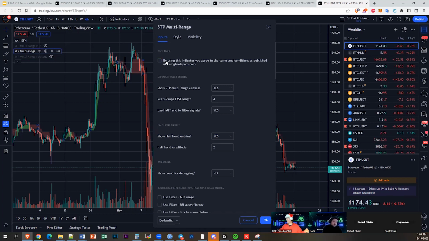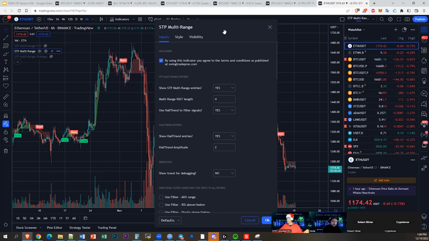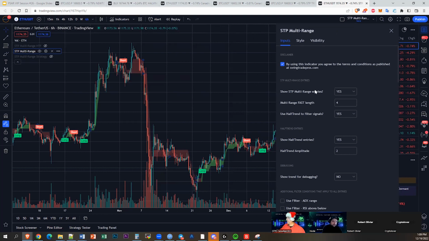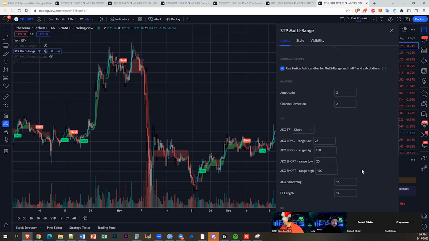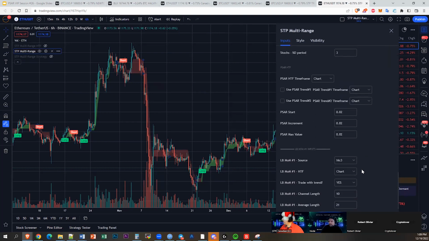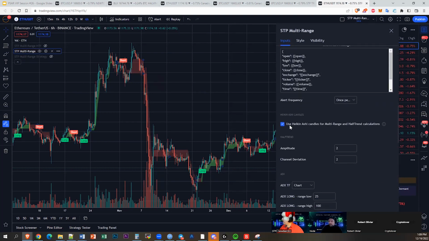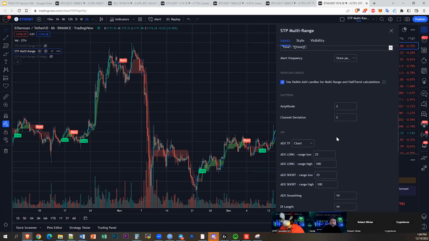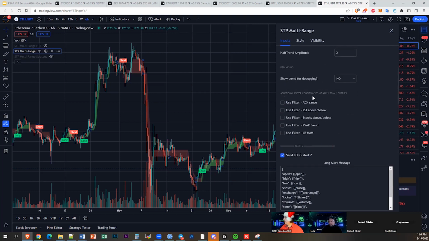It's on all of our trading bots now that are taking trades. You need to select that. Otherwise, you won't get any alerts, nothing showing on your chart. But yeah, so you can see here that you need to select the Heikin-Ashi candles for multi-range and half trend calculations. And then you have all these filters, okay?